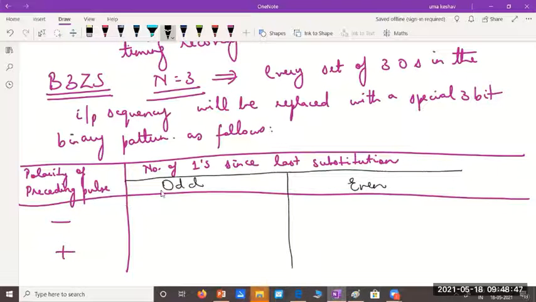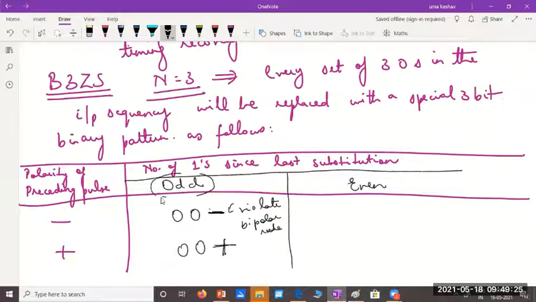So if there are an odd number of ones, and if the preceding pulse was a negative pulse, then I'm going to replace the 3 zeros with 0, 0, minus. Again, why minus? Minus to violate the bipolar rule. Remember that the bipolar rule should be violated for the receiver to understand where the replacement has happened. And if the preceding pulse was a plus, I'll replace the 3 zeros with 0, 0, plus for an odd number of ones after my last substitution.